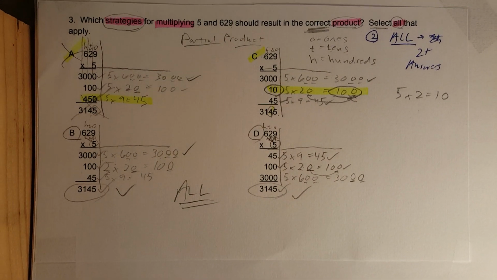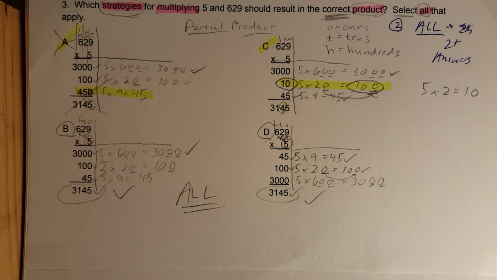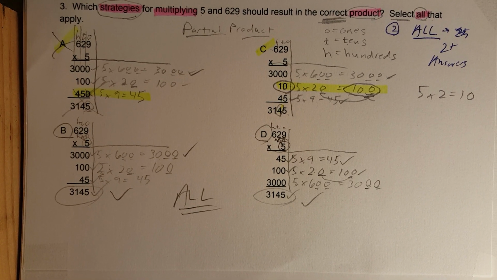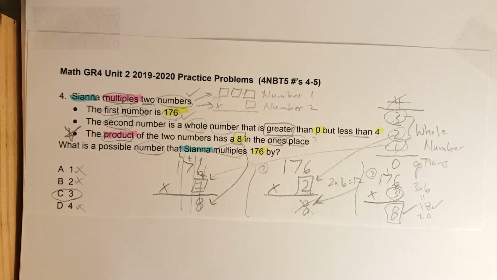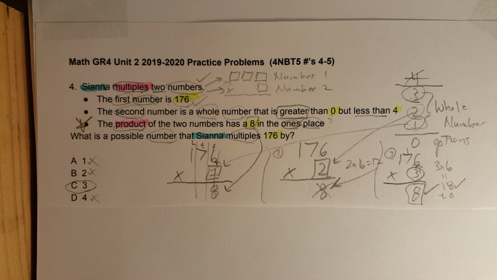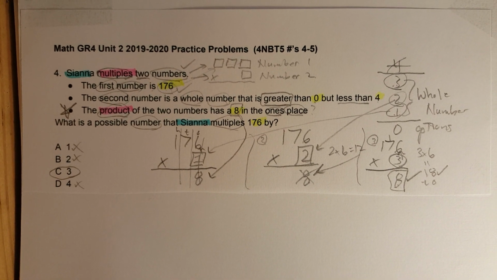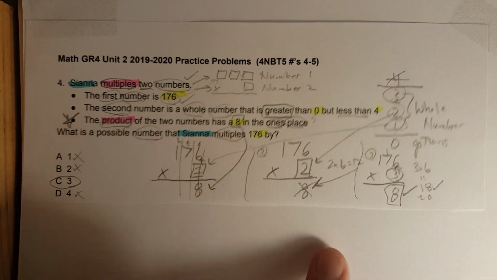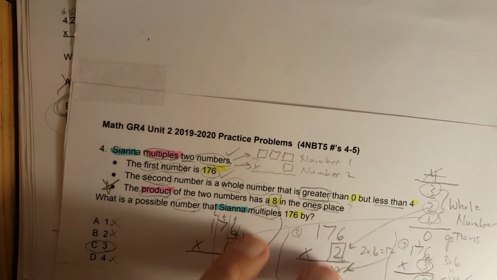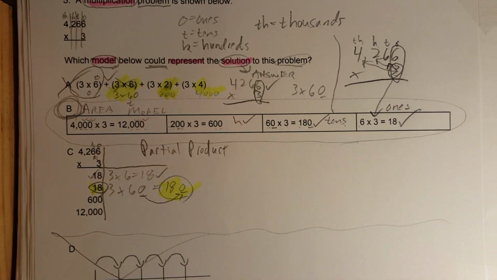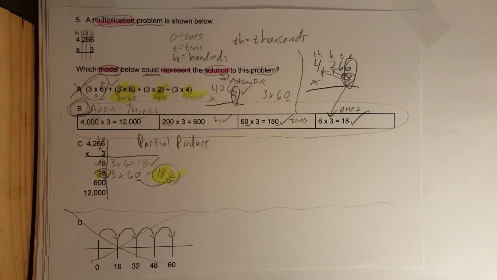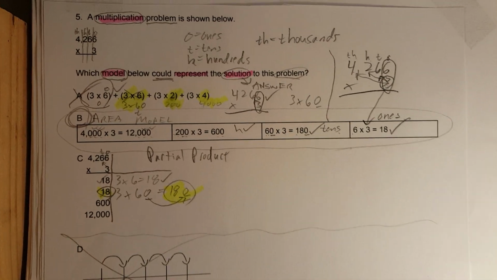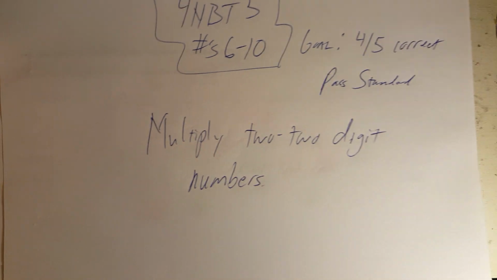Problem number 3, we have partial product. Remember, there are 2 answers for this one. You can go one way or you can go another. Number 4. And you can always see the standard right there. Number 5. That's it. That's the first standard.